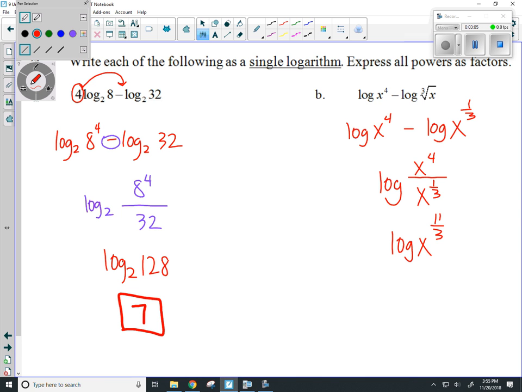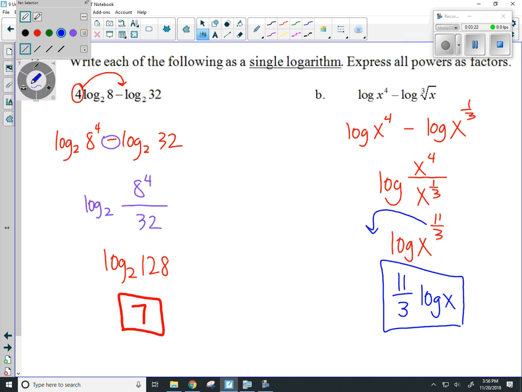And the directions say express all powers as factors. So because this is a power and this is a single base, there's no other variables going on there, so I can go ahead and move that 11/3 out front. And our answer for that one is just going to be 11/3 log x. Check it in your calculator. Pick some random number for x.